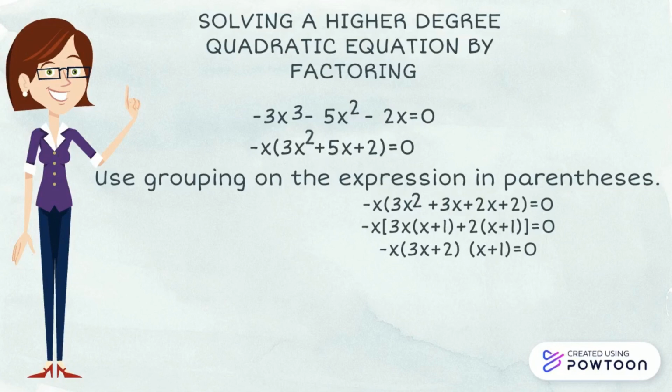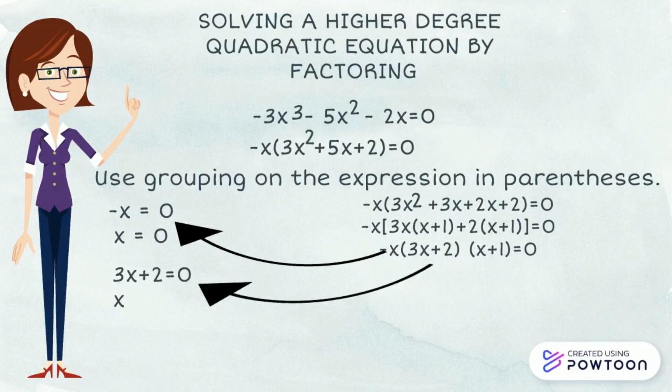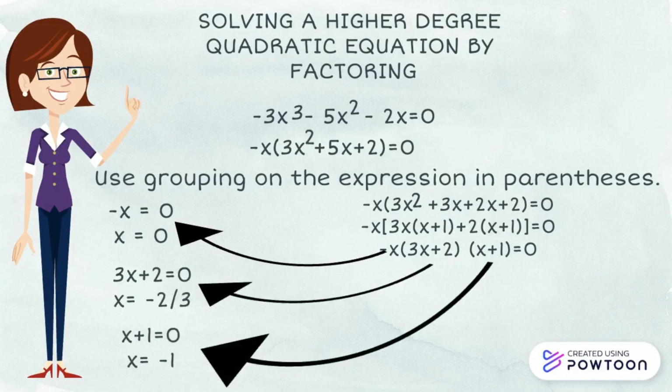Now, we use the zero product property. Notice that we have three factors. Negative x equals 0, and then transposing, it becomes x equals 0. 3x plus 2 equals 0, x equals negative 2/3. X plus 1 equals 0, and then transposing, it becomes x equals negative 1. The solutions are x equals 0, x equals negative 2/3, and x equals negative 1.